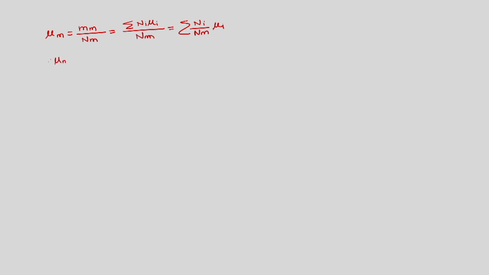Further, we can find another relation where the molecular weight of the mixture is equal to the mass of the mixture divided by the number of moles of the mixture. The mass of the mixture is sigma Ni into mu i, and the number of moles is Nm. So this is sigma Ni upon Nm into mu i. So the molecular weight of the mixture is sigma yi mu i. This is the molecular weight of the mixture.